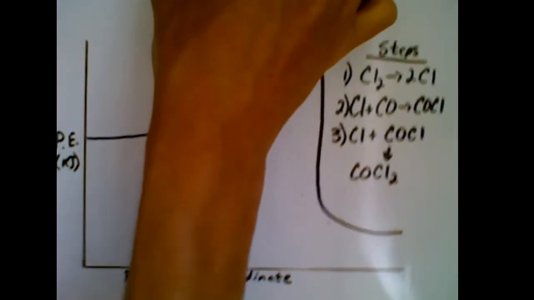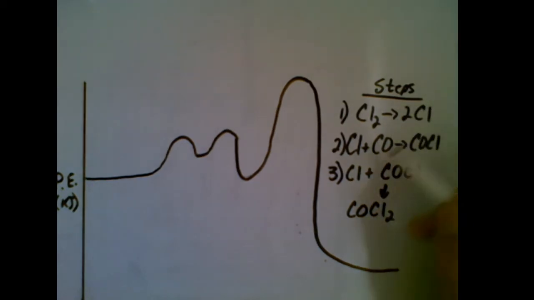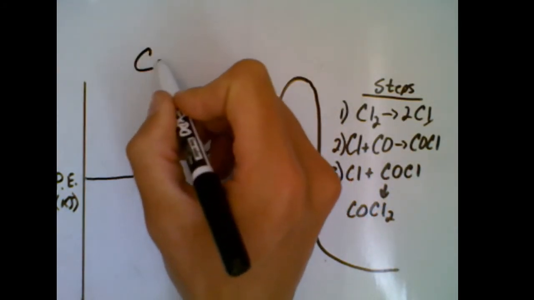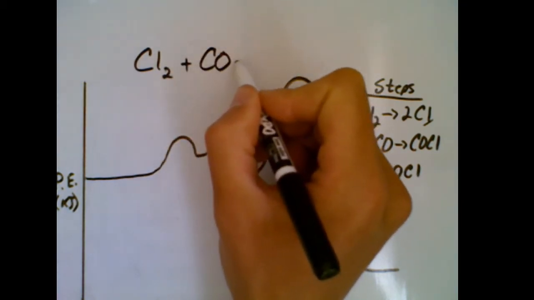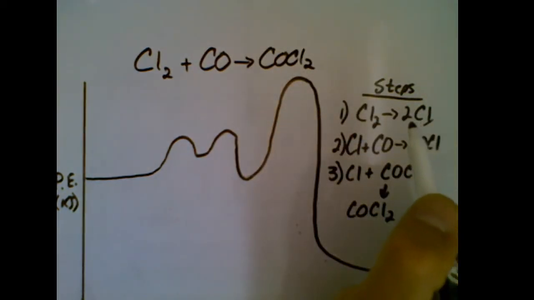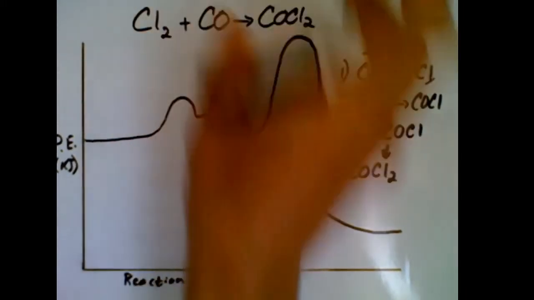Now, let's just take a moment and figure out what would be the overall reaction. Well, the overall reaction here, if we look, we have Cl, and there's two Cl's on the left, two Cl's on the right. That's a reaction intermediate. COCl gets used up as well. That's a reaction intermediate. The overall reaction here is that Cl2 plus CO is going to produce COCl2. So that's my overall reaction that's taking place, and this is the diagram that goes with it.